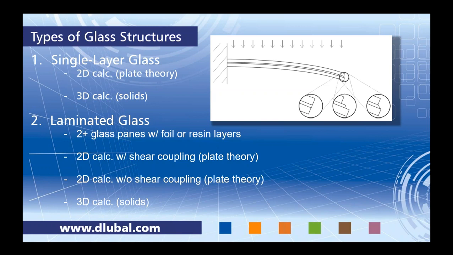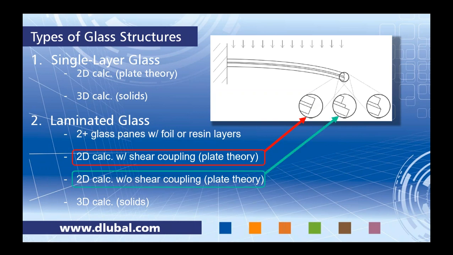With laminated glass, we have two or more glass panes with a foil or resin layer in between them. And for laminated glass, we have three different analysis options. The first being a 2D calculation with shear coupling. This again will be plate theory. So we have our 2D finite elements and we can consider shear coupling. But keep in mind, as you can see where this arrow is pointing to this little picture here, that the shear coupling for plate theory is a rigid shear coupling. So you can see that rigid behavior between the different layers of glass and foil.